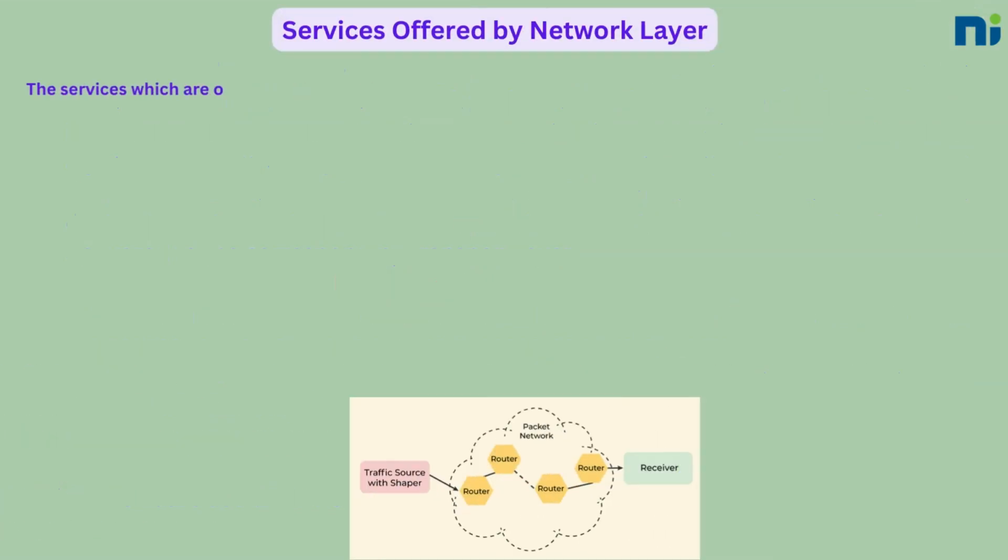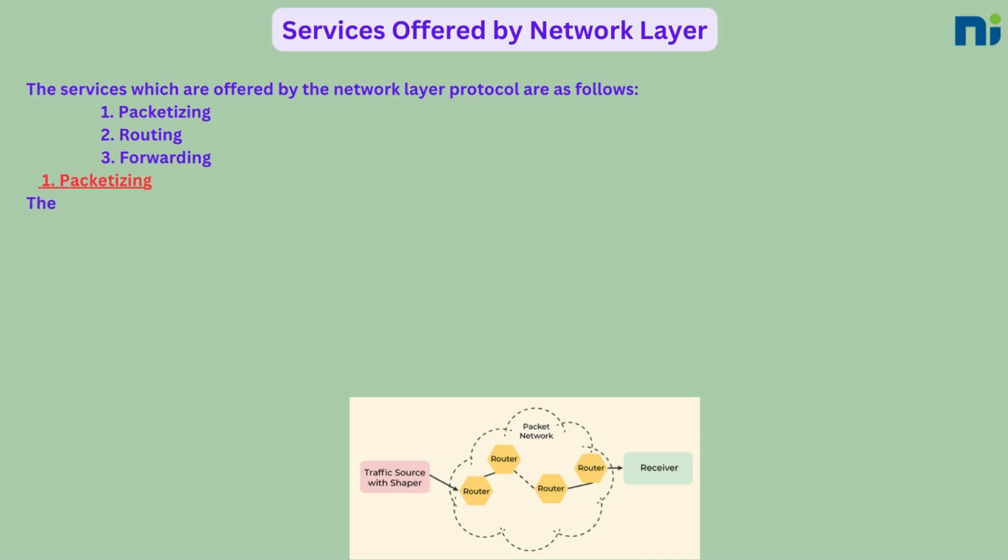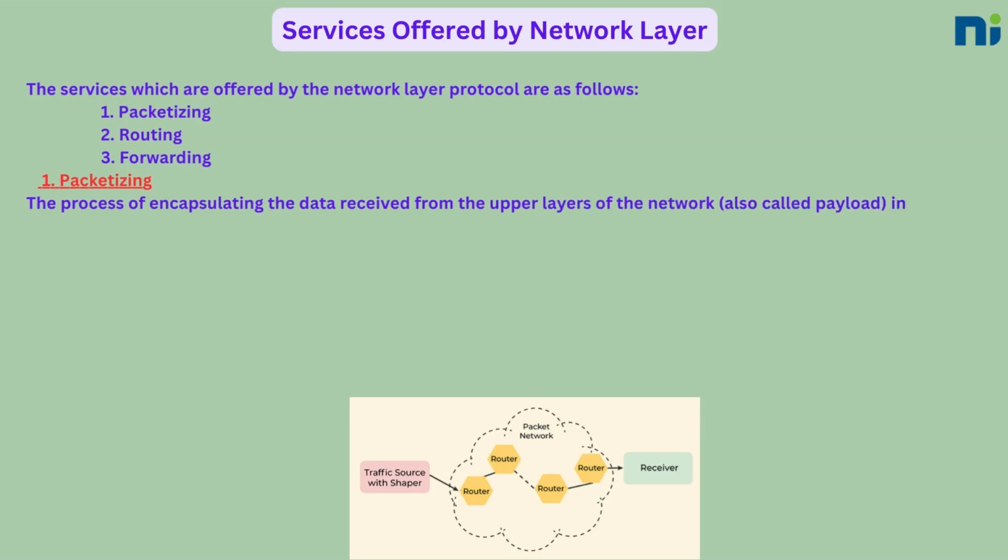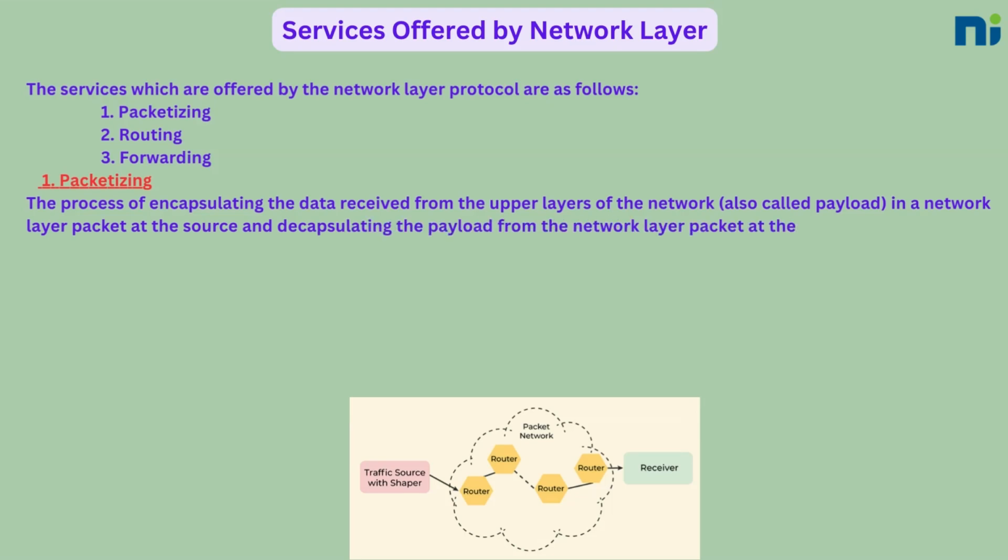Services offered by network layer. The services which are offered by the network layer protocol are as follows. 1. Packetizing. 2. Routing. 3. Forwarding. 1. Packetizing. The process of encapsulating the data received from the upper layers of the network, also called payload, in a network layer packet at the source and decapsulating the payload from the network layer packet at the destination is known as packetizing.